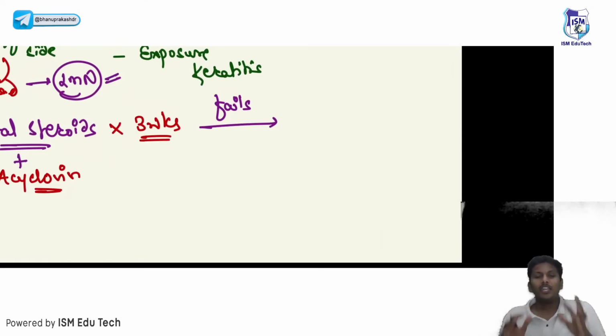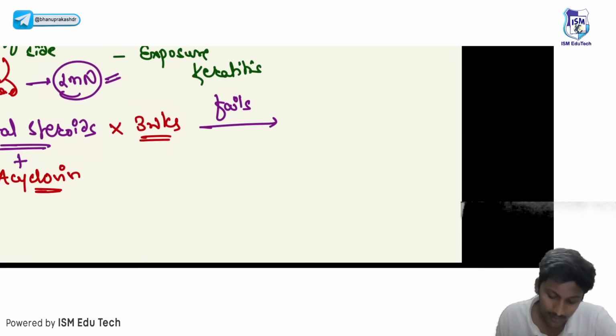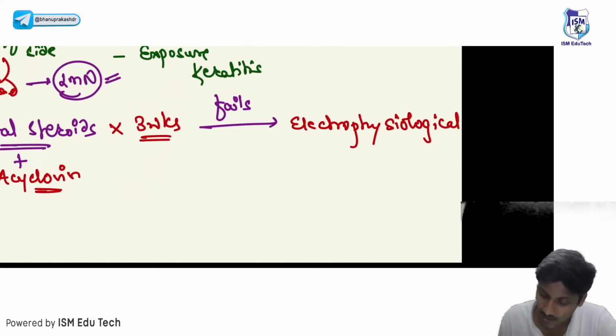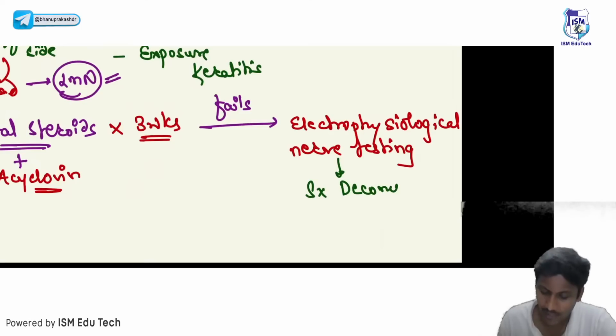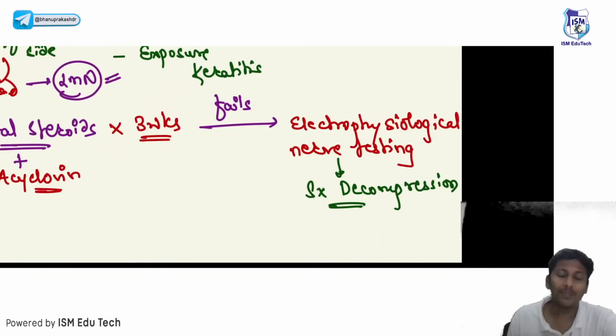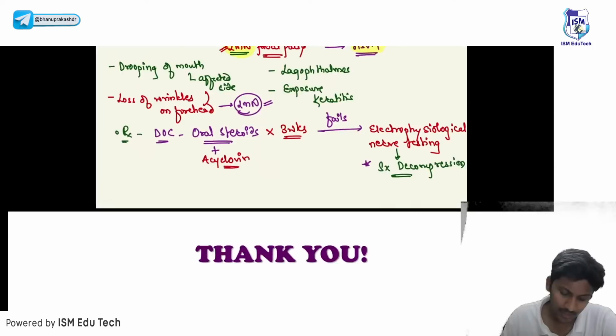So if even 3 weeks of steroid therapy fails, then go for a test called electrophysiological nerve testing. After electrophysiological nerve testing, if you see that the facial nerve fibers have been damaged, then go for a surgical decompression of the nerve. Bring the nerve out of the fallopian canal, the bony canal. It is mostly the labyrinthine segment, the narrowest segment of the facial nerve, which is compressed most of the time. That has to be done.